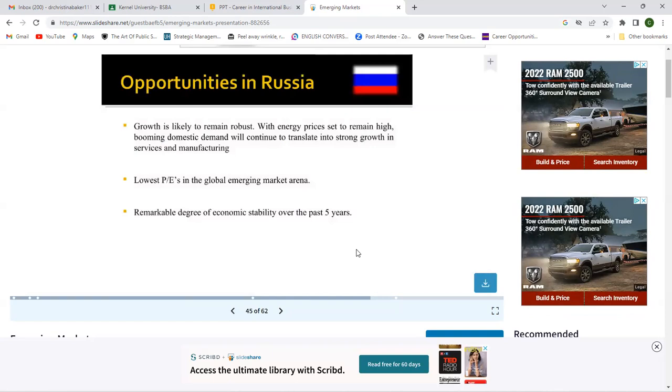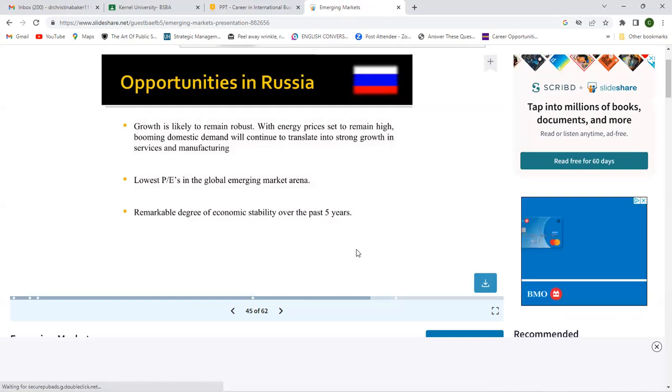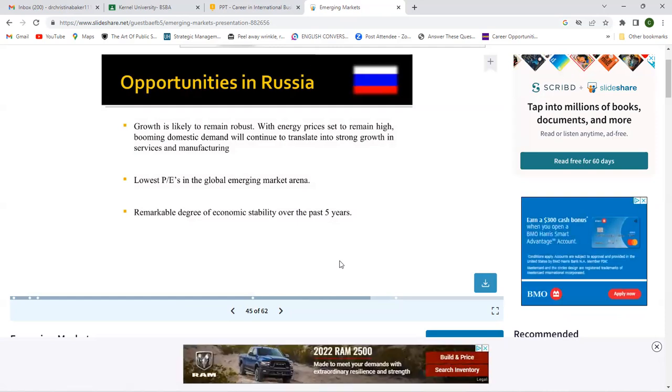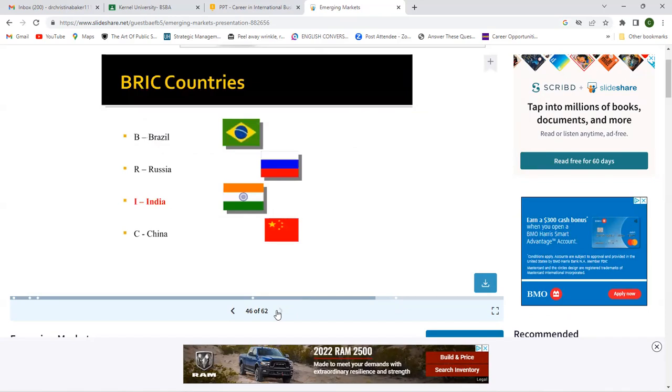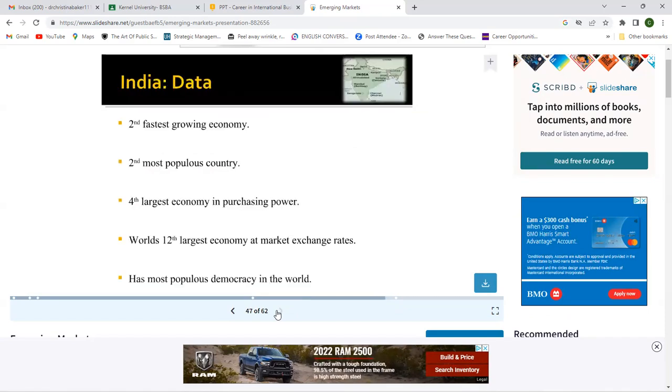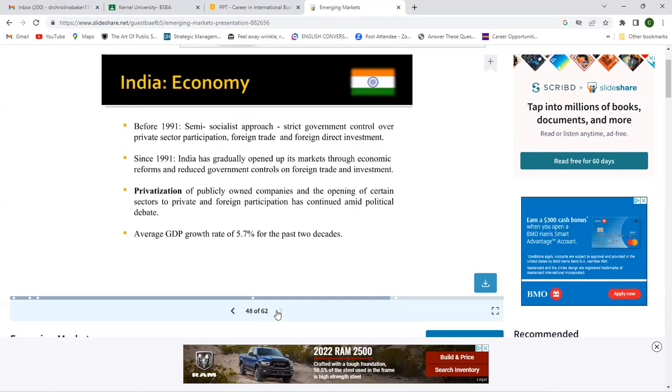Growth is likely to remain robust, with energy prices set to remain high. Booming domestic demand will continue to translate into strong growth in services and manufacturing, with the lowest PEs in the global emerging market arena and a marketable degree of economic stability over 5 years. We have India: the second fastest growing economy, second most populous country, fourth largest economy in purchasing power, world's 12th largest economy at market exchange rates, and the largest populist democracy in the world.